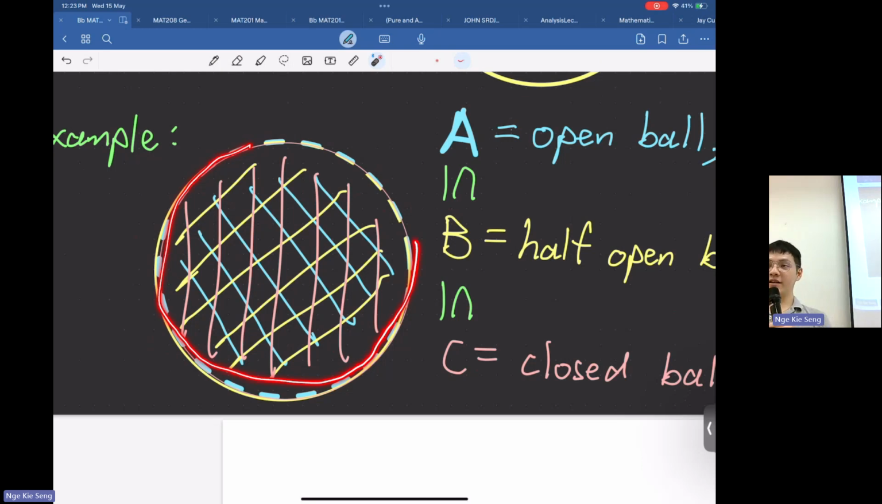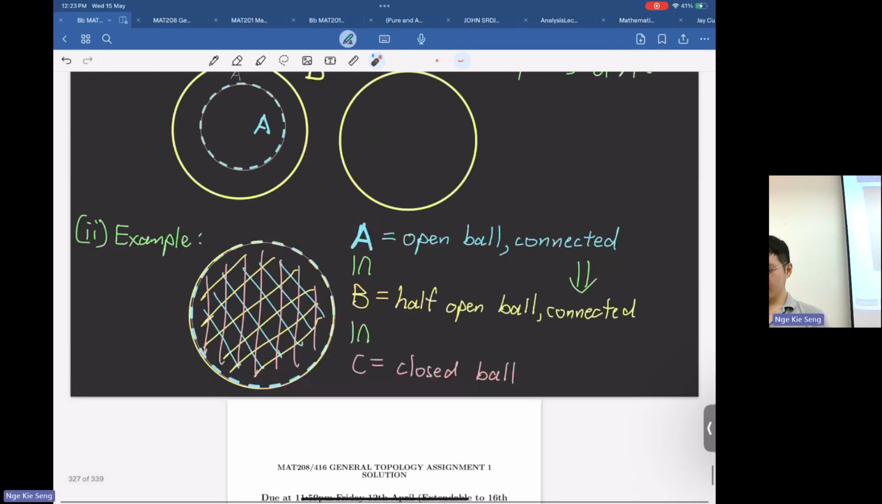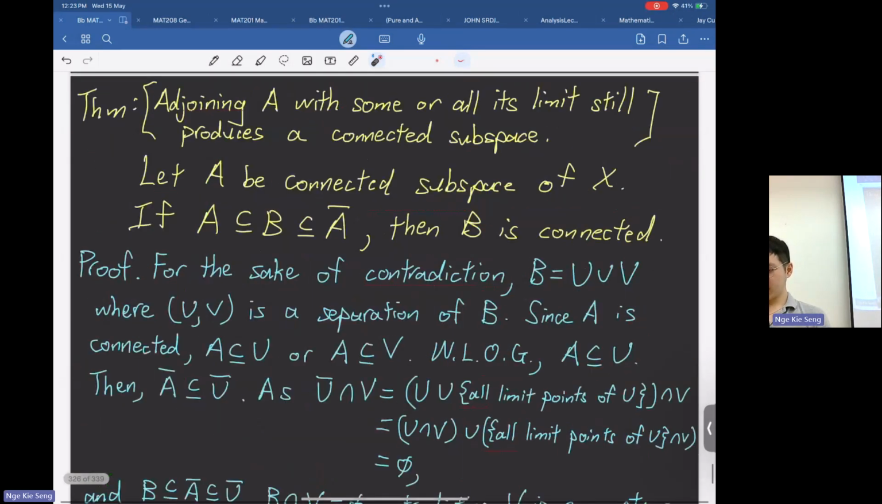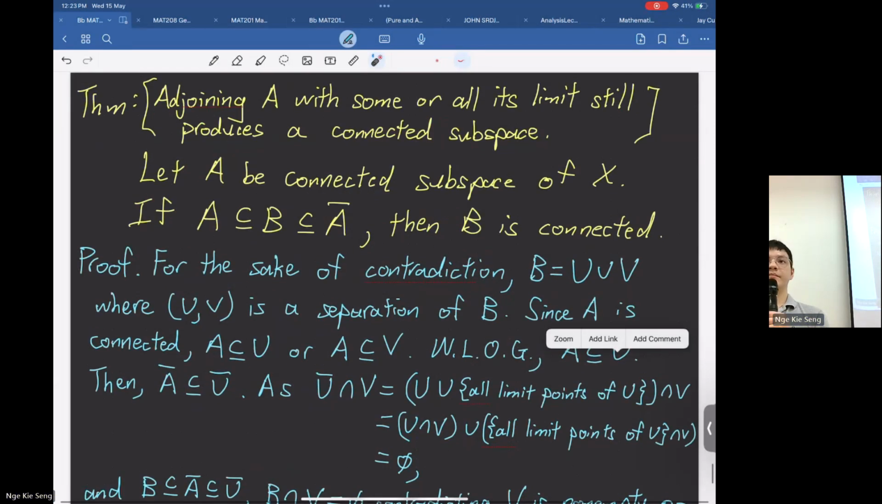So maybe I just fill in half the boundary points. But the result is this B is still connected. Okay, it's still connected. So this is the result that we had last time. So far so good about connectedness.